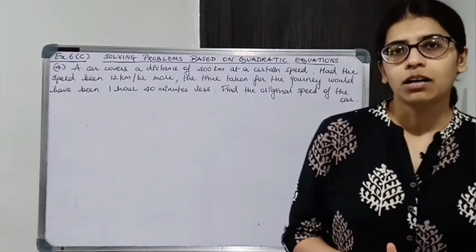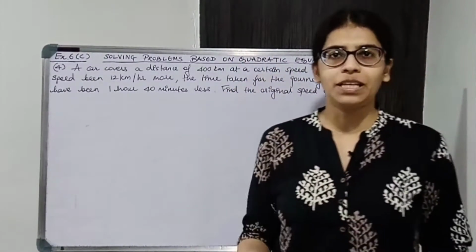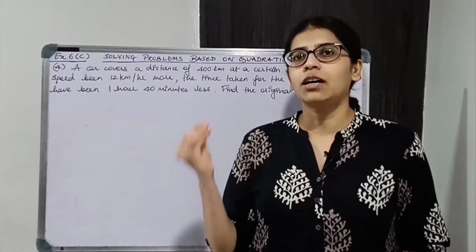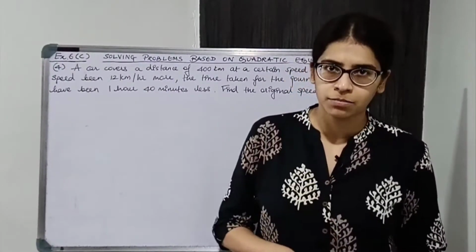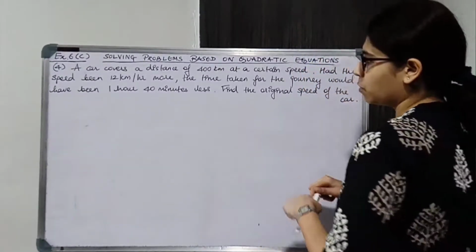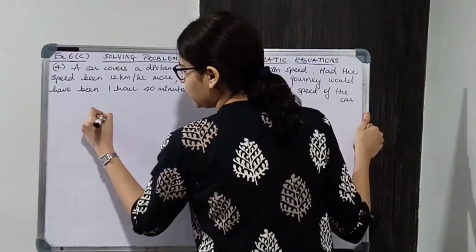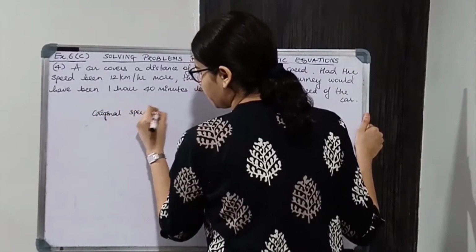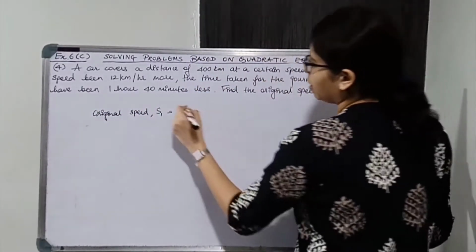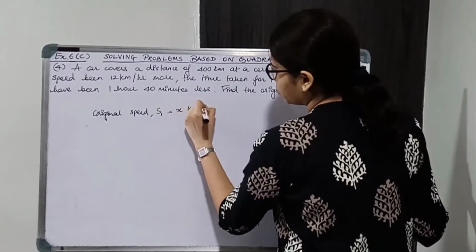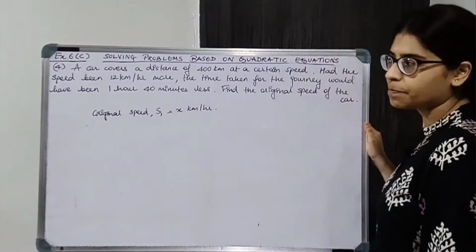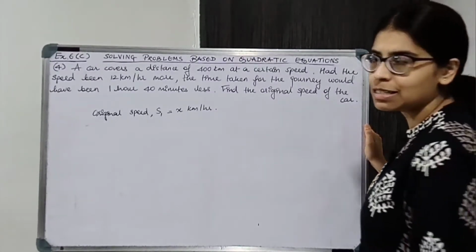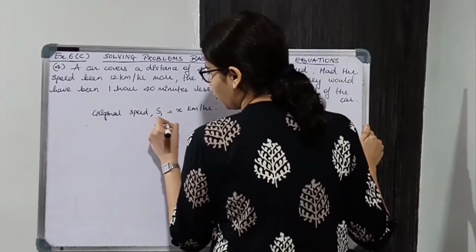Now there is a car and it has a certain speed. So let the original speed of the car be x kilometer per hour. Original speed S1 is x kilometer per hour. A car covers a distance of 400 km at a certain speed. Distance is 400 km.